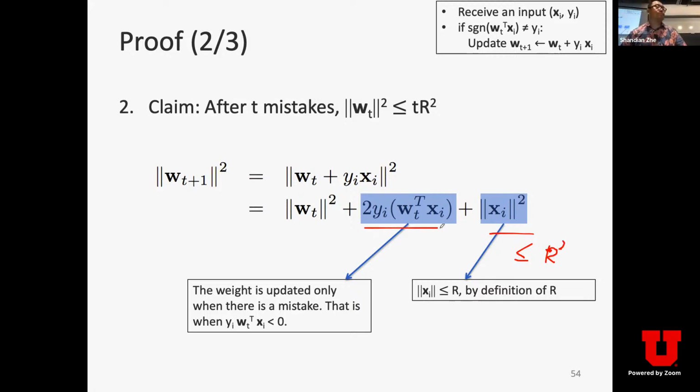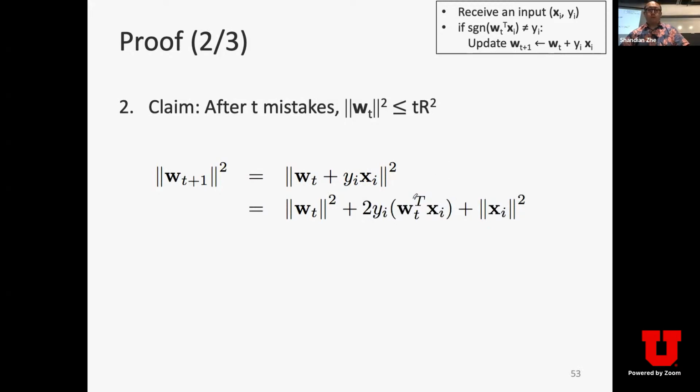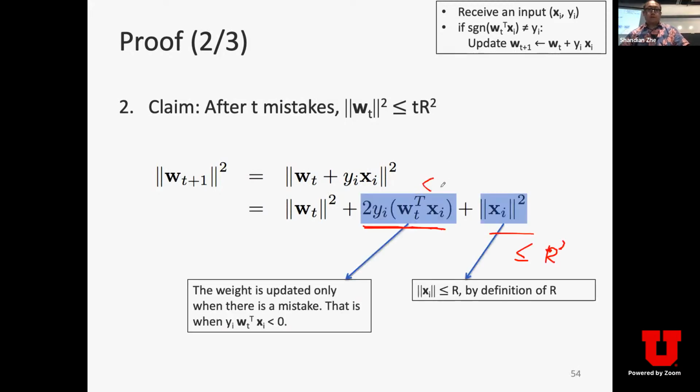And for this one, we need some observation. Because W_{t+1} is obtained when you make a mistake. So when you see x and y, you make a mistake, and that makes you update your weight vector. So when you make a mistake, what's the sign of this term? Negative, because the sign of the score and the label is mismatched. So, sorry, it will be less than 0.